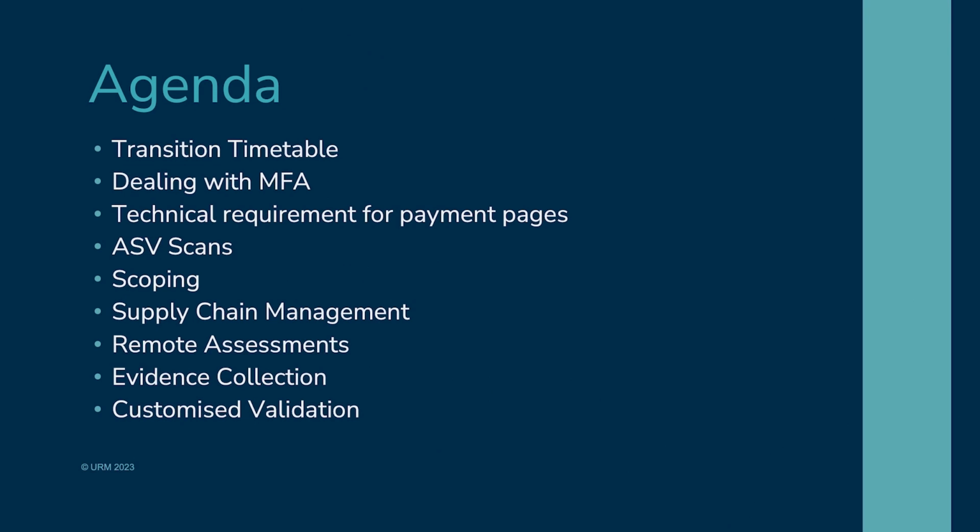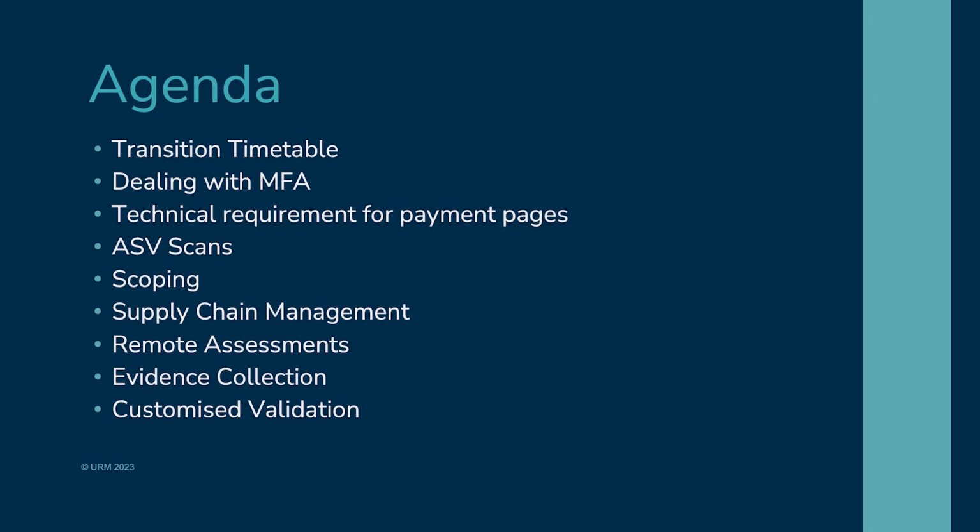In terms of today's agenda, there are in fact 63 new requirements with version 4, and we'll be concentrating on what we see as the main requirements that are likely to be most challenging to meet. So we'll be setting the scene at first by looking at the transition timetable for version 4, before concentrating on what we see as probably the big three changes: multi-factor authentication, and the implications of the new requirements; payment page scripts, which applies to any organization involved in e-commerce; and ASV scans.